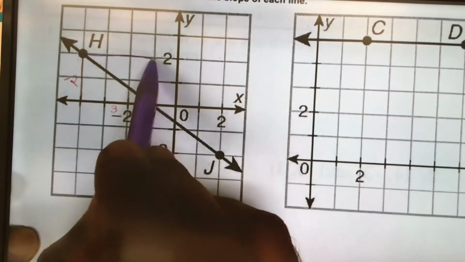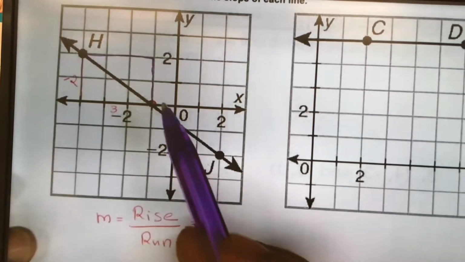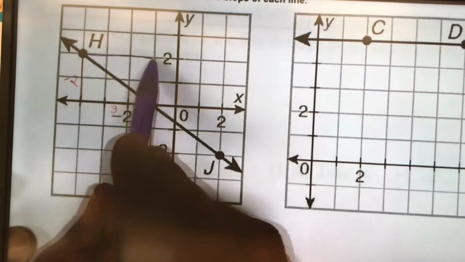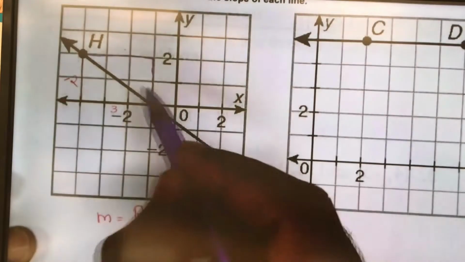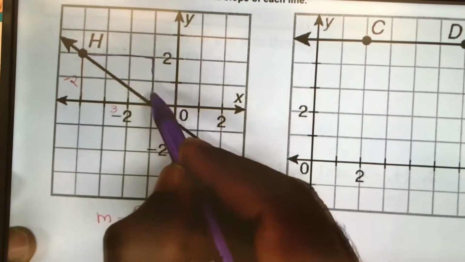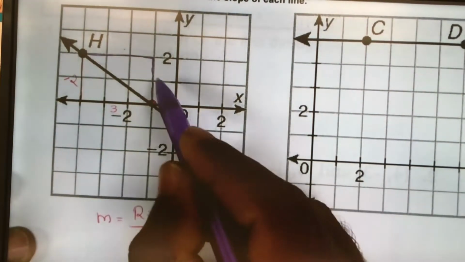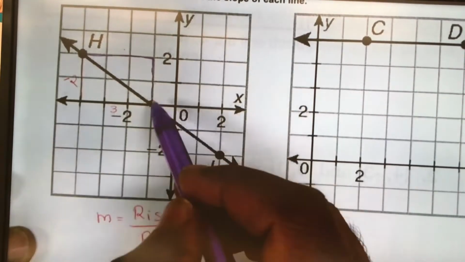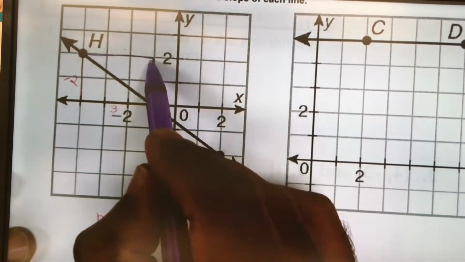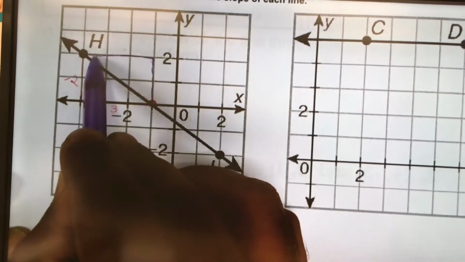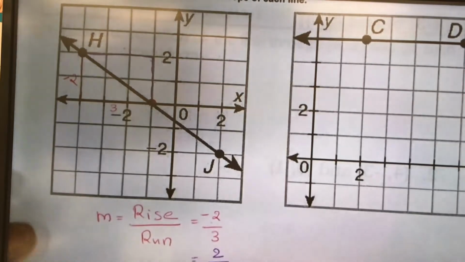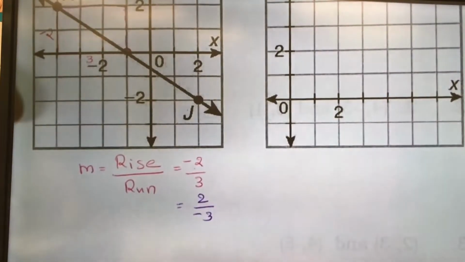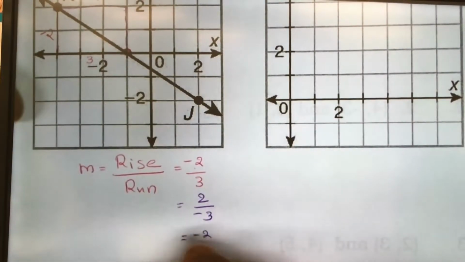2 points up and 3 points left, or we can say 3 points to the right and 2 points down. Since we are moving to the right, our run is 3, and since we are moving down, our rise is -2. If you go the opposite way, if you go up, the rise becomes +2, and moving left, the run becomes -3. So in that situation, it is 2 over -3, which basically means -2 over 3.